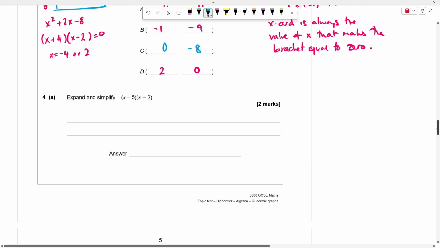Moving on to question 4a, it's asking us to expand and simplify this bracket. So again, multiplying x by x gives us x squared, x times 2 is plus 2x, minus 5x, minus 10, and then we just need to simplify the coefficients of x, so we've got x squared minus 3x minus 10.